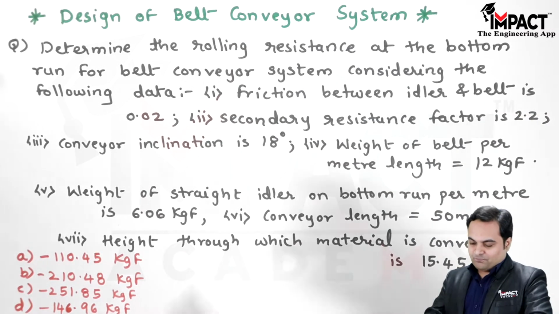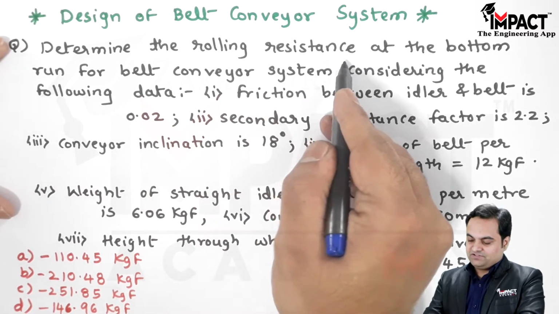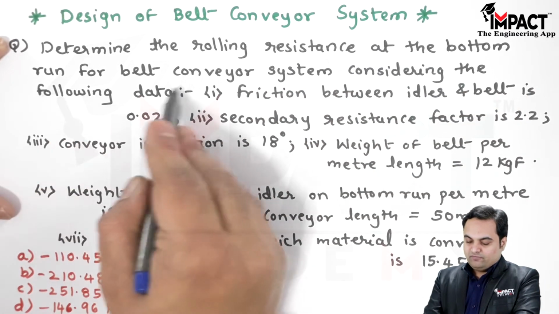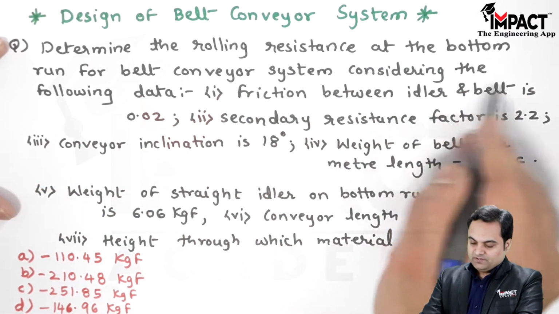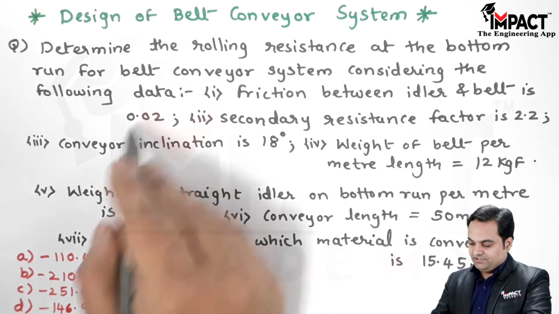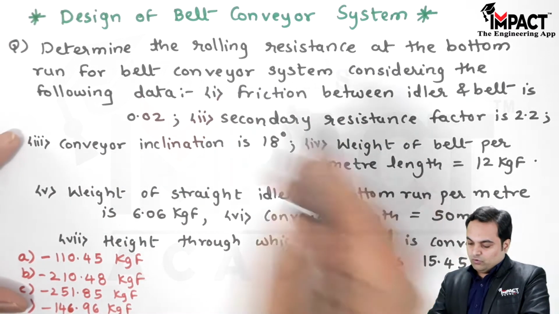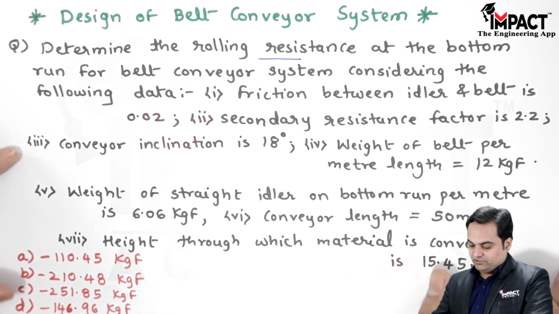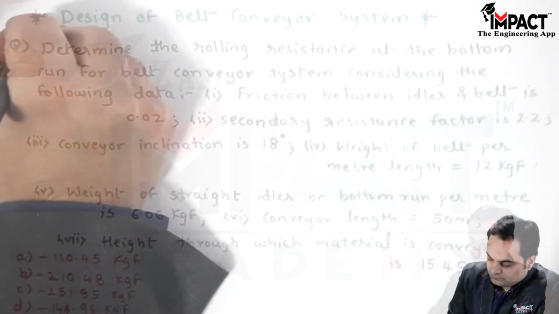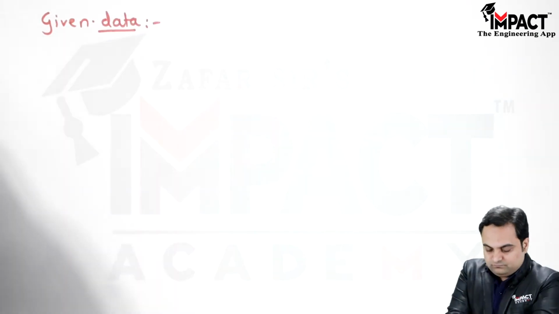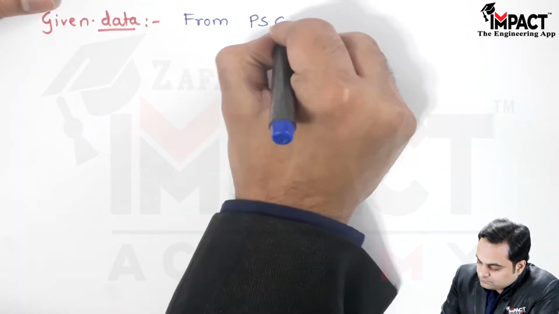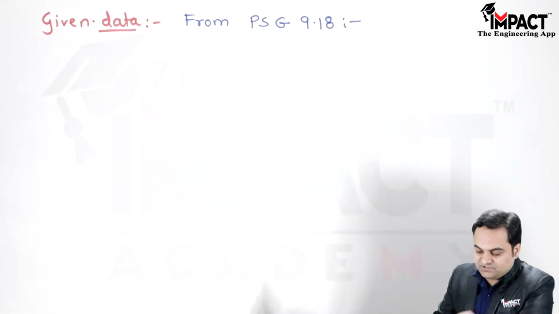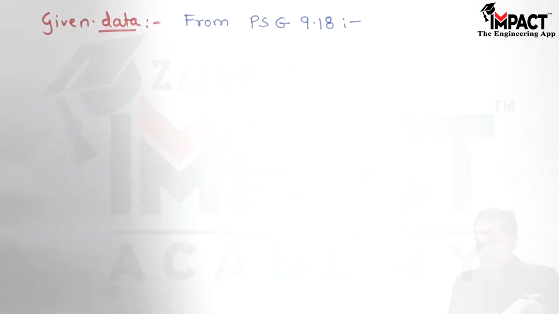It is given, determine the rolling resistance at the bottom run for the belt conveyor system considering the following data. So the data they have given. Now where to find the rolling resistance at the bottom run? For that first I'll give the reference. So from PSG 9.18 we have the formula.